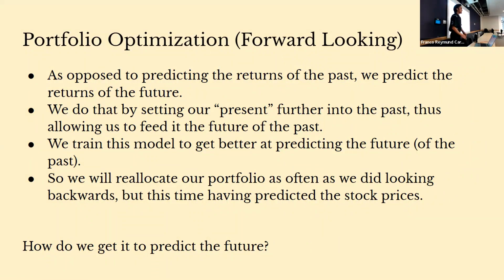Well, what we can do is I can set my present a bit into the past so that the present's here, and then I can look at the future, which is already predetermined because it's the future of the past, and I can train a model that will learn the future as we move forward. So instead of training our model based on performances of the past, we are going to train our model based on performances of the future of the past, which is the present. So we take a few steps back and we try to optimize forward. Well, how do we get it to predict the future?